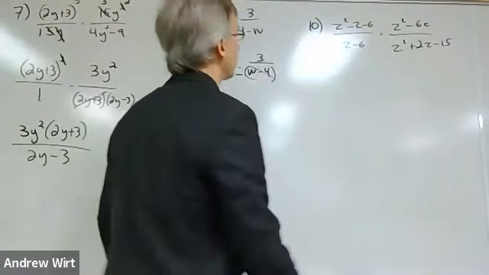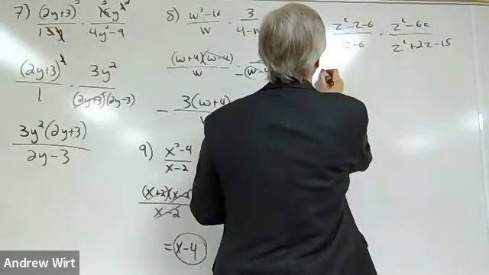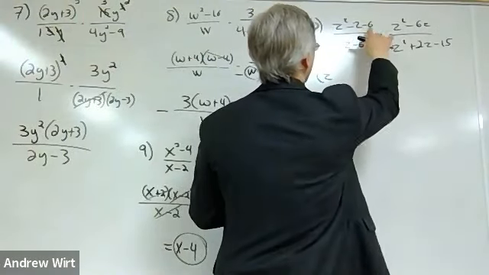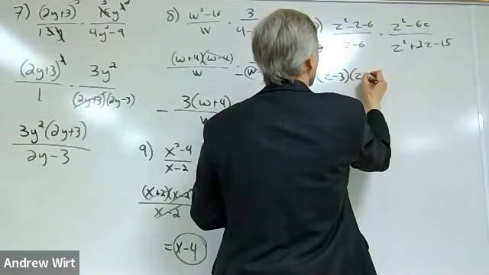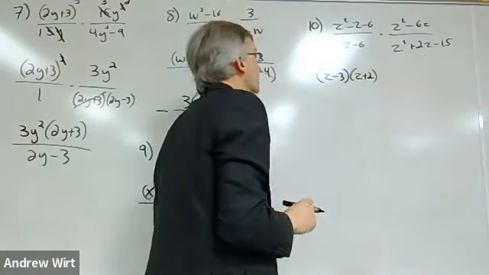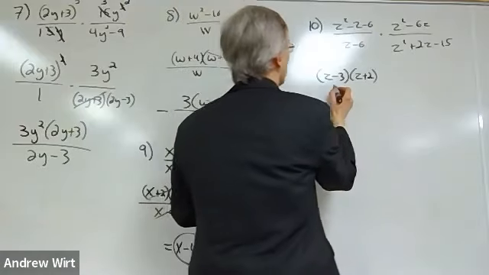Bunch of stuff to factor here. Here we've got two numbers that multiply to get -6 and add to get -1. That's going to be -3, +2. So that factors into z minus 3, z plus 2.